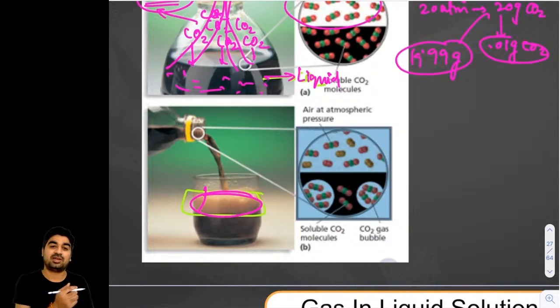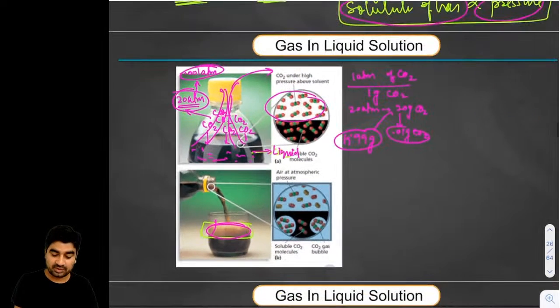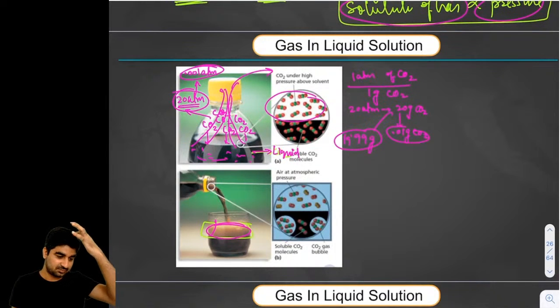So guys, if you keep this cold drink open for some time, then what will happen? Tell me guys. If you keep this cold drink open for some time, then all CO2 will escape and the taste of that cold drink will become dull.